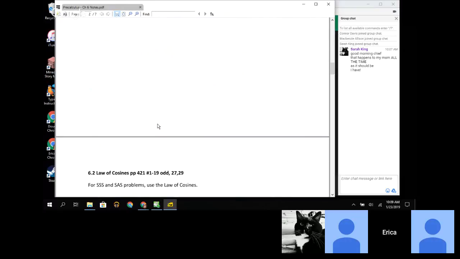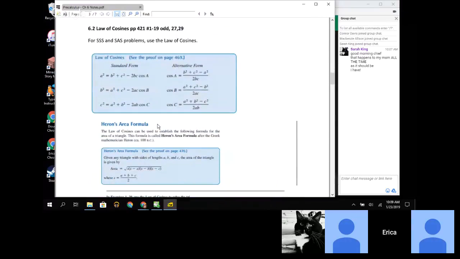Today, we're going to do 6.2, which is the law of cosines. This one's a little bit more straightforward. It's basically one of those sections where it's just super mathy. There's not a lot of tricks to it or figuring it out. It's just a lot of plugging it in and getting through the numbers. That's not always fun, but it's pretty straightforward as to what we have to do.